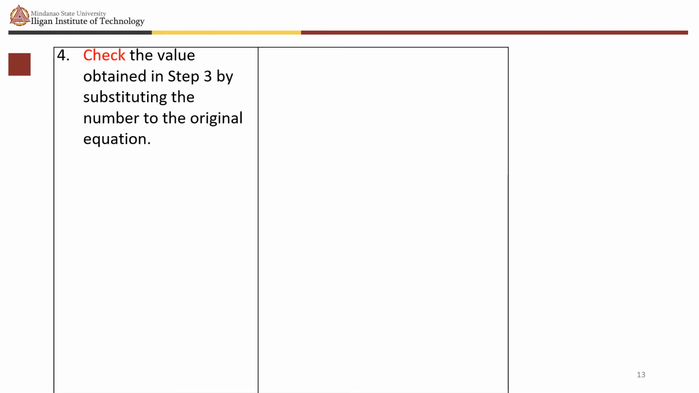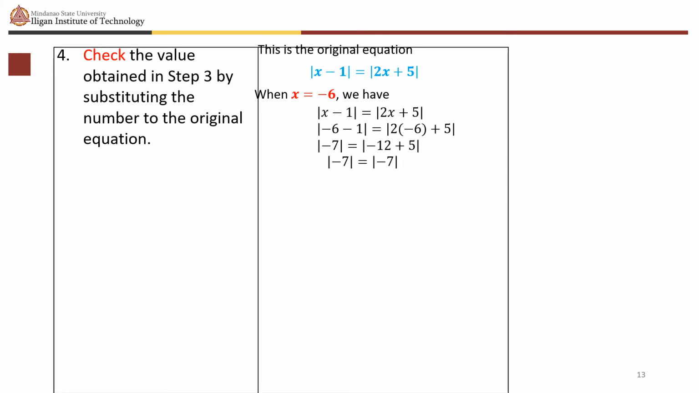So the last part would be to check the values obtained in step 3 by substituting the numbers into the original equation. So this is the original equation: absolute value of x minus 1 equals absolute value of 2x plus 5. When x is equal to negative 6, we have the following. That is, the absolute value of x minus 1 equals the absolute value of 2x plus 5. So replace x by negative 6.